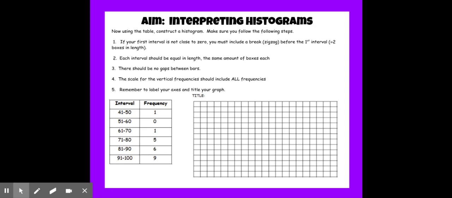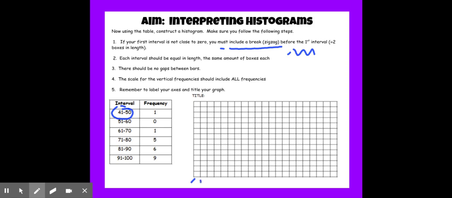The first thing you need to know when constructing a histogram is that if your first interval is not close to zero, like here, this one is 41 to 50, you're going to need something called a zigzag or a break. So it looks like this. And it's usually only 2 boxes in length. What it's doing is sort of squishing the interval, or pulling it closer to zero, so we don't waste space. And also each interval needs to be equal in length in boxes, which means it has to have the same amount of boxes to represent each.